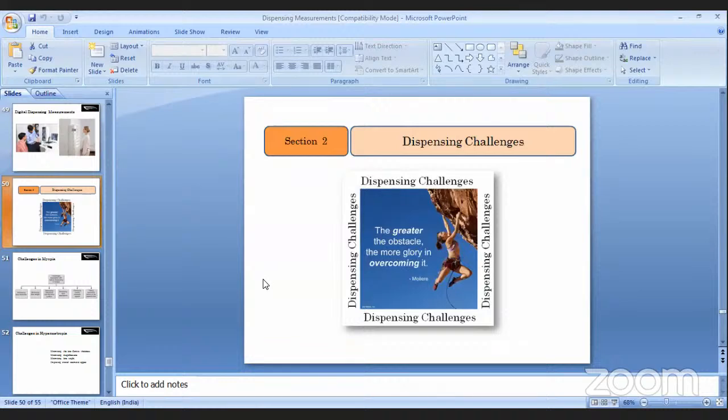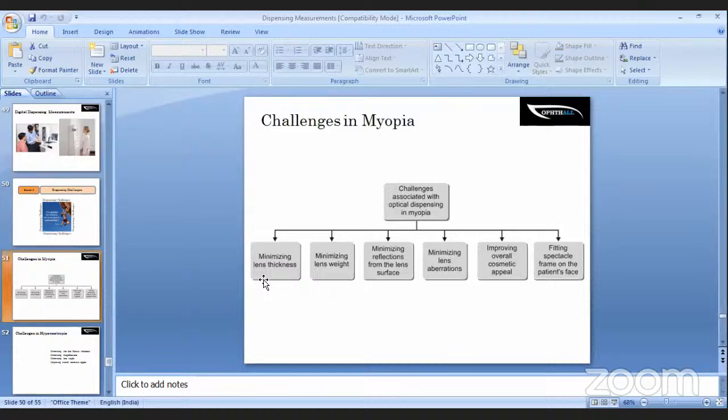Dispensing challenges. Each case poses different challenges. For example, in myopia, there are different challenges. While dispensing spectacles for myopes, you have a challenge of minimizing the lens thickness. Myopes are more conscious about the edge thickness of the lenses.